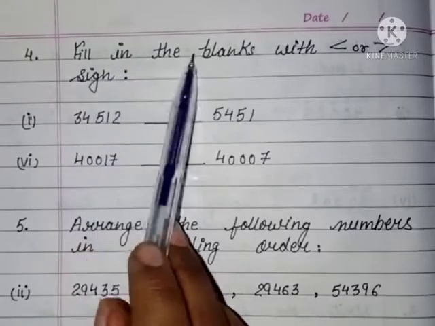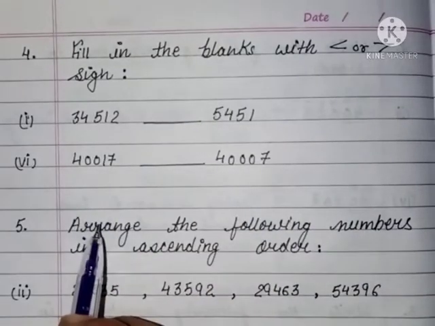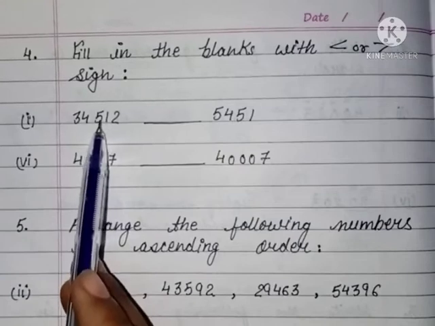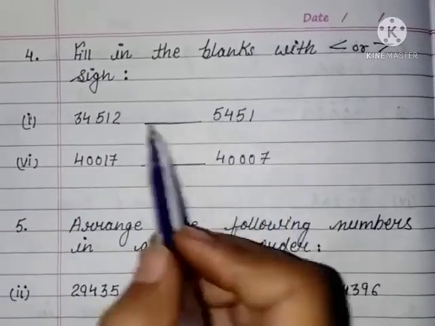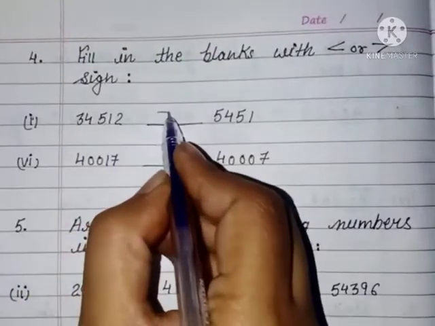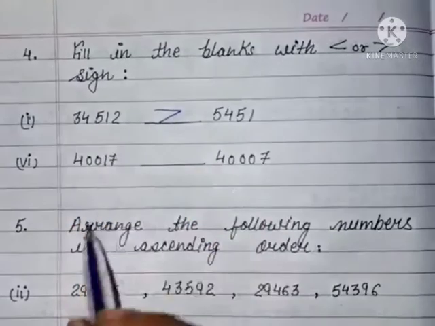Next, question number 4: fill in the blanks with less than or greater than sign. To compare two numbers, firstly we check the number of digits. There are 5 digits in one number and 4 digits in the other. So of course 5 digits are greater. So this side will be open, and we will put the greater than sign here.